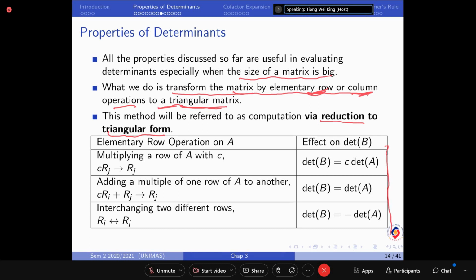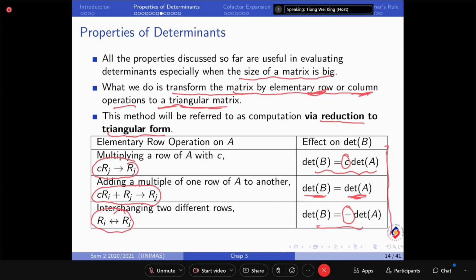So if you have this type of row operation, then the effect on the new value of the determinant is this: you just multiply c to the old determinant. If you have this type of row operation, the determinant of the new matrix is equal to the determinant of the old matrix. If you interchange two different rows, then you just need to add a negative sign. So this is the effect of each type of row operation that we mentioned in the last chapter.